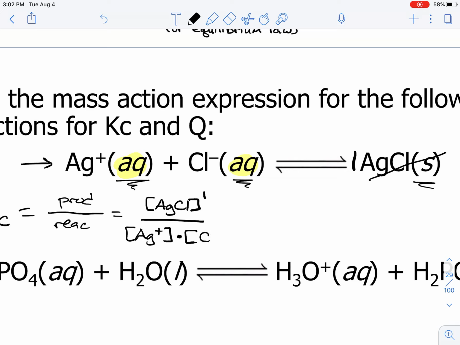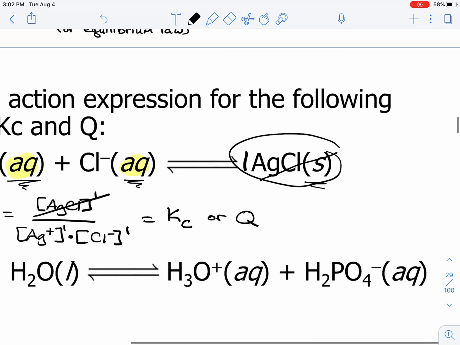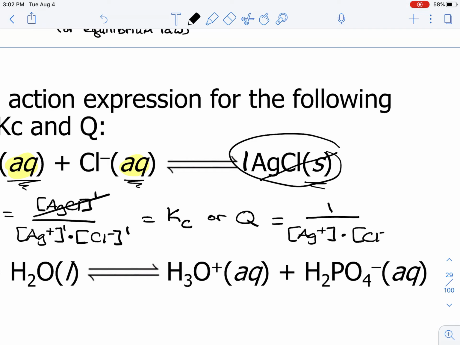Multiplied by the concentration of Cl minus. They're both raised to the first power. However, since this is a solid, then we're going to go ahead and cross this off. And so therefore the mass action expression for either Kc or Q, because remember that we both write them the same way, it's going to be 1 over simply the concentration of Ag plus times the concentration of Cl minus. They're both raised to the first power.